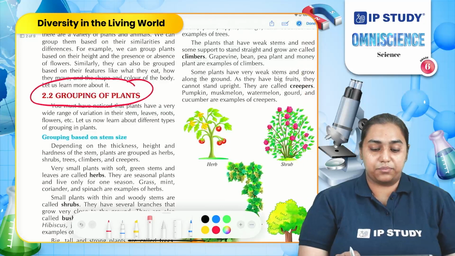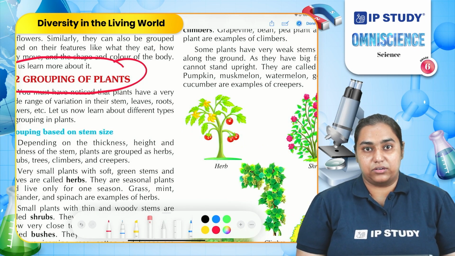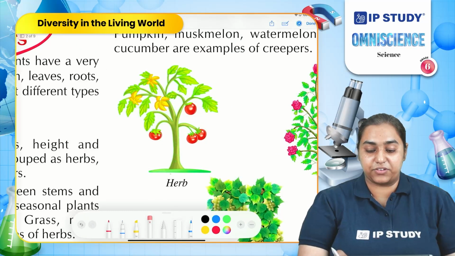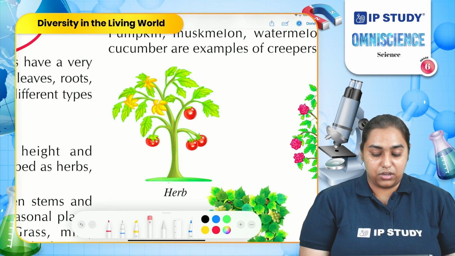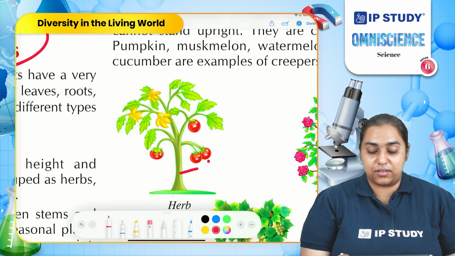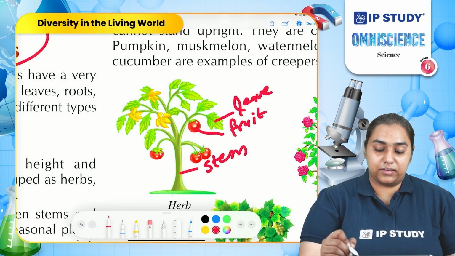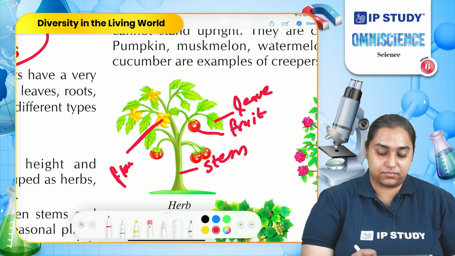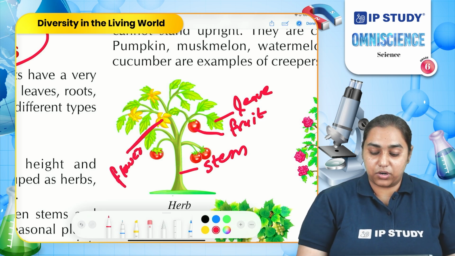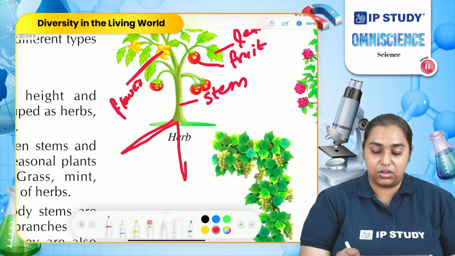First, we go to the plants. To categorize a plant, you need to understand its structure, because most of the categorization is based on its physical structure. Look at this plant. This is the stem of the plant. These are leaves. This is fruit. This is flower. At the bottom of the stem, there is a structure called root.